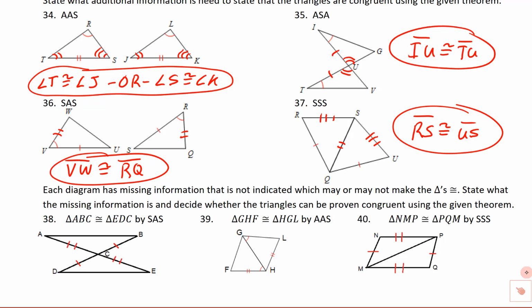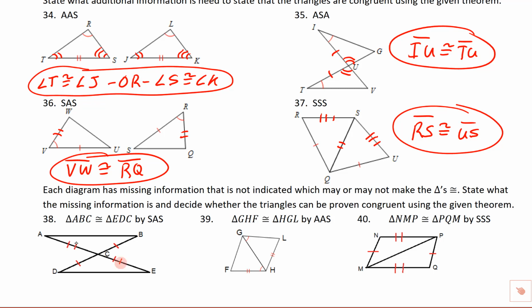Now, this last little bit, the instructions are a little longer. It says each diagram has missing information that is not indicated, which may or may not make the triangles congruent. State what the missing information is and decide whether the triangles can be proven congruent using the given theorem. So let's take a look at this one right here. So there is some missing information right here.